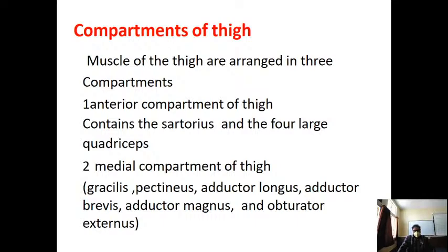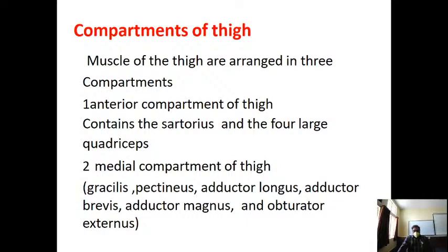Coming to the muscular attachments in different compartments around the thigh. The muscles in the thigh are organized into three different compartments. The first is the anterior compartment of the thigh, which contains sartorius and four large quadriceps muscles. The action of sartorius is flexion at the hip. The four quadriceps muscles, including vastus lateralis, medialis, and intermedius, along with rectus femoris, cause extension at the knee.